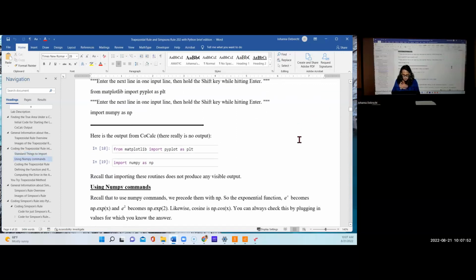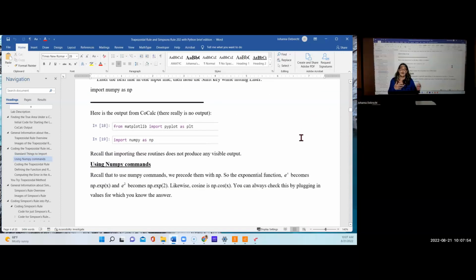Now, here is what the code looks like when you input these lines. Hold down the Shift key and hit Enter. You'll notice there's no output from either one. These do not produce output unless you actually use them and tell it to print the output, but it is still calling them up. So it's saying, hey, get ready. I'm going to use you later to plot, and I'm going to use you later to evaluate some functions in terms of numbers.